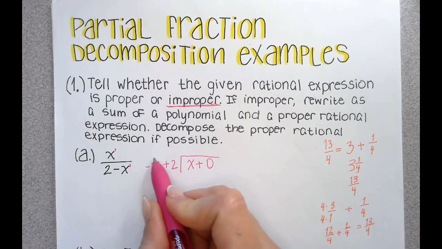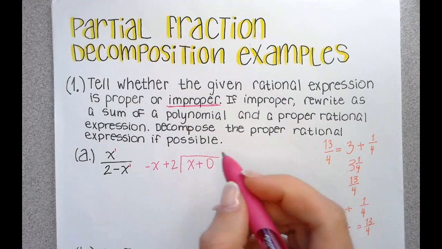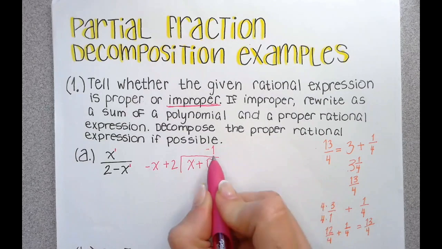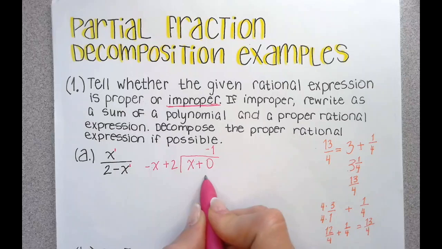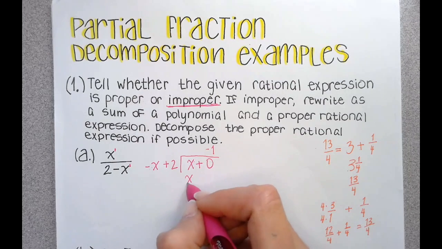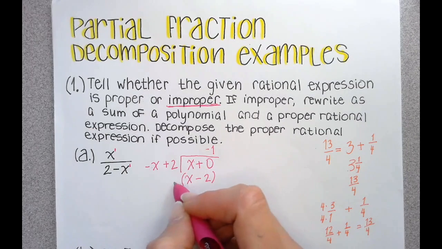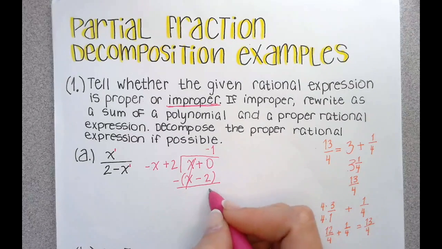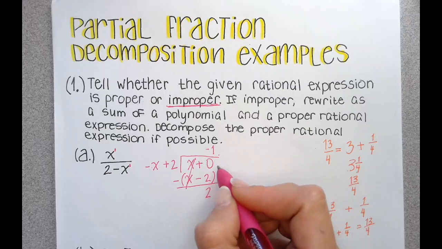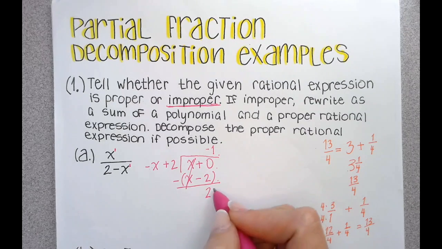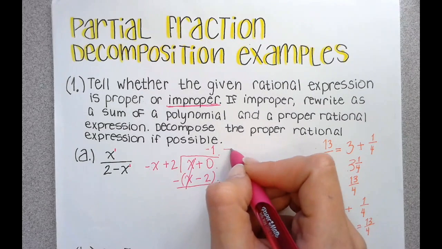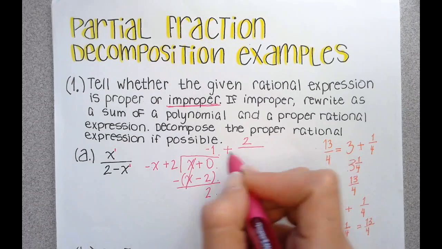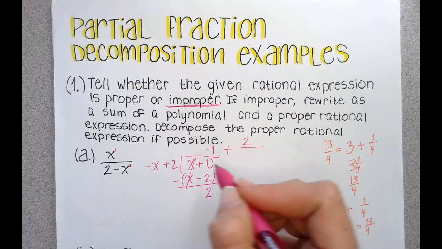You divide the first term by the first term. So what is x divided by negative x? That's going to equal negative 1. Multiply this by this, and we write it under here. So we'll get x minus 2, parentheses, minus sign, underline, cancel. 0 minus negative 2 is 2. We're done. If you line everything up correctly, you're at the end of the line. This is going to be your remainder. So negative 1 plus 2 over your original denominator, the thing you're dividing by.